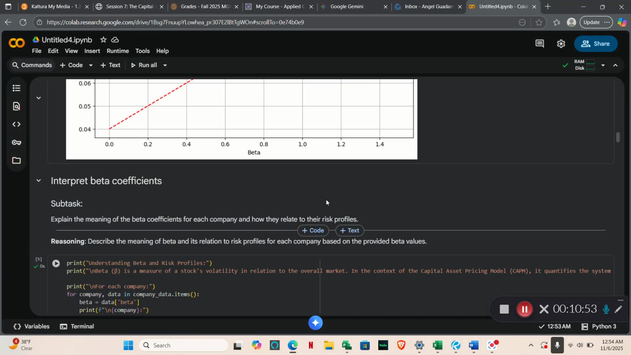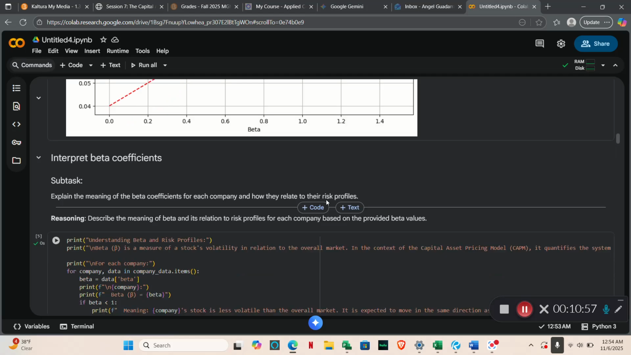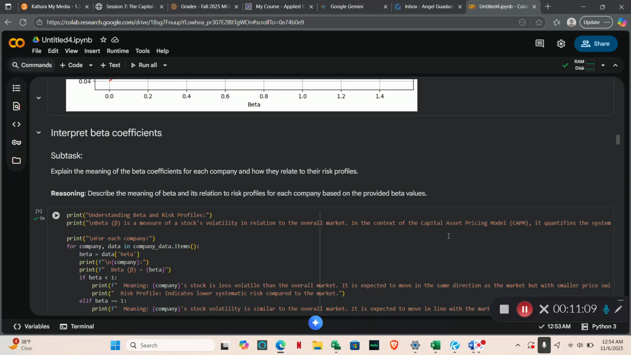Now, describe the meaning of beta and its relation to risk profiles for each company. So, understanding beta and risk profiles. Beta is a measurement of a stock's volatility in relation to the overall market. In the context of the capital asset pricing model, it quantifies the systematic risk.